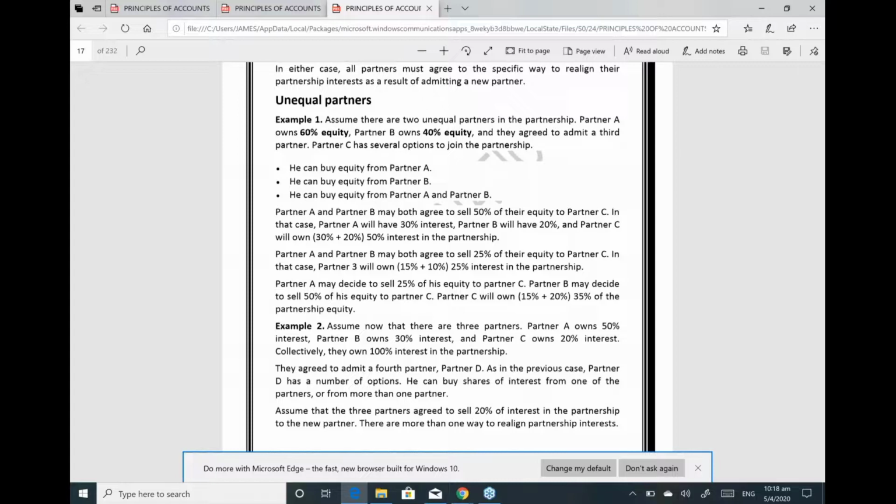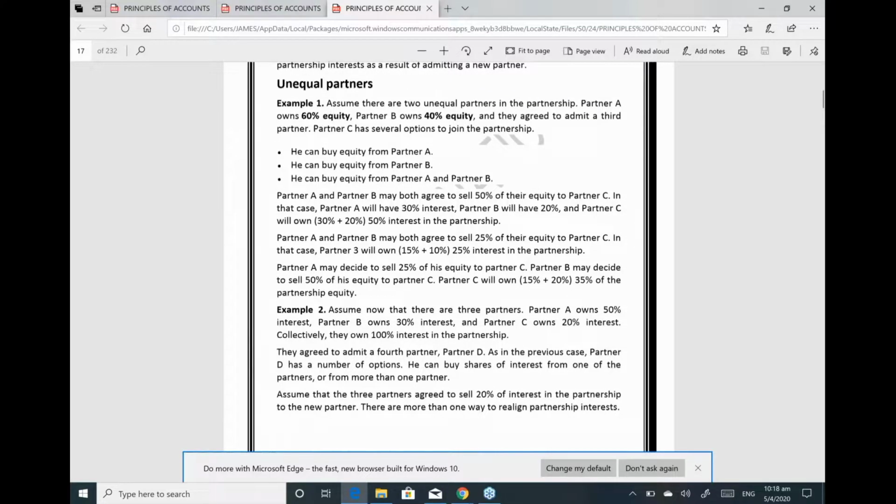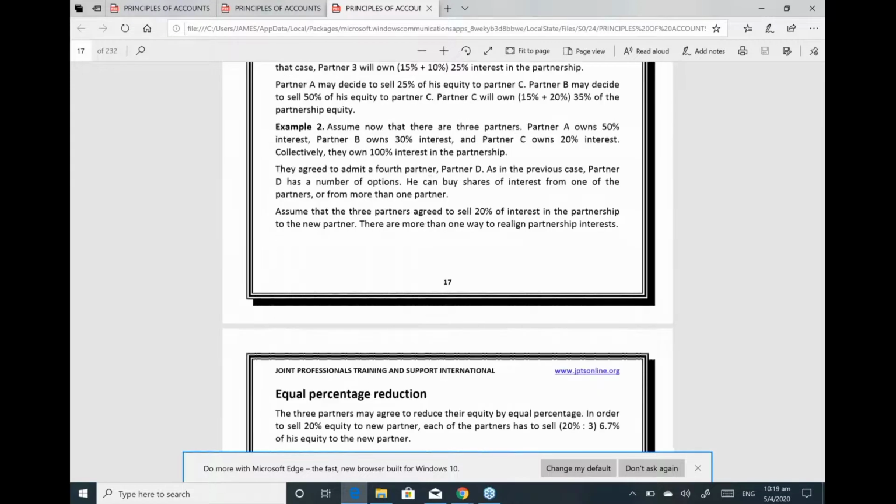Then we now move on to example 2. Assume now that there are 3 partners. Partner A owns 50% interest, partner B owns 30% interest, and partner C owns 20% interest. Collectively, they own 100%. That is 50 plus 30 plus 20, that is 100% interest in the partnership. They agree to admit a fourth partner.